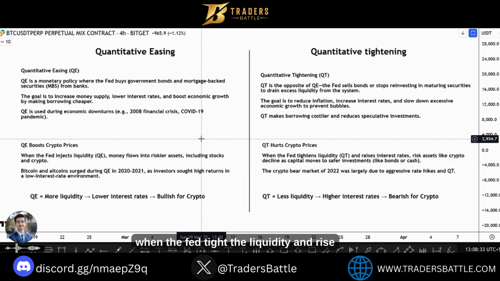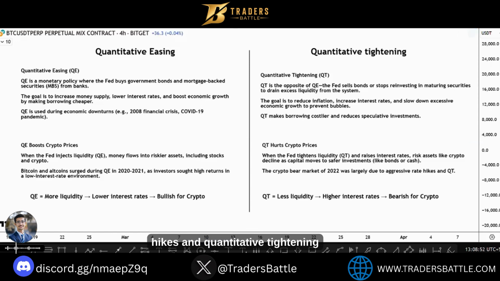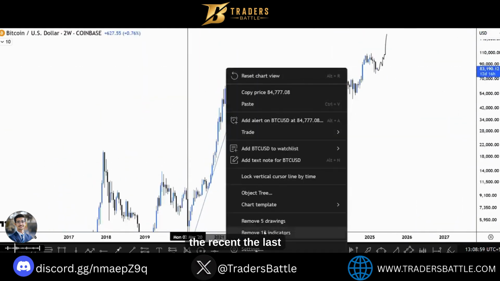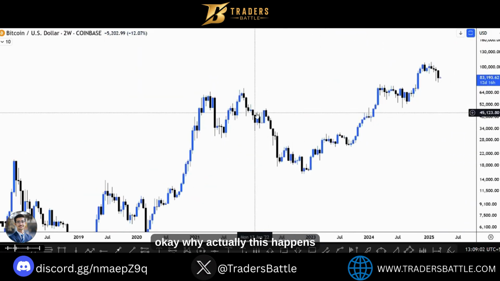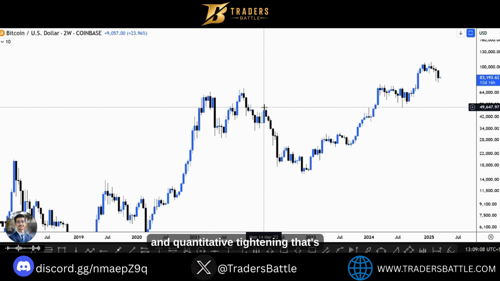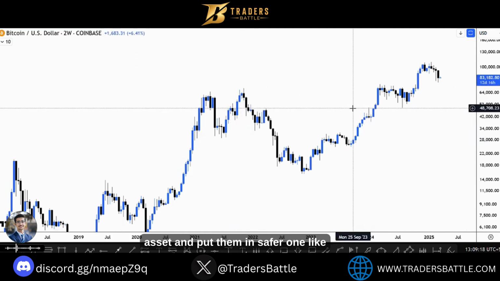Got it? So in opposite of this, QT basically hurts crypto prices. When the Fed tightens the liquidity and raises the interest rate, the capital moves from riskier assets to safe assets like bonds and gold. Okay, so the crypto bear market of 2022 was largely due to the aggressive rate hikes and quantitative tightening. So if you see, the last bear market here in 2022. Why does this actually happen? This is basically due to the rate hikes and quantitative tightening. That's why investors pull out their money from riskier assets and put it in safer ones like bonds and gold.